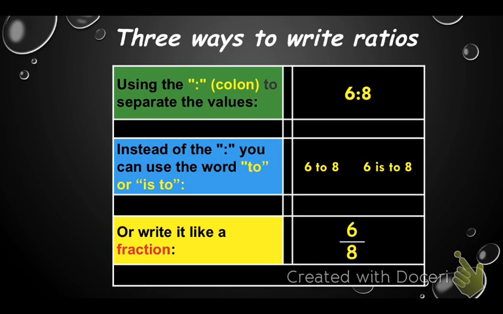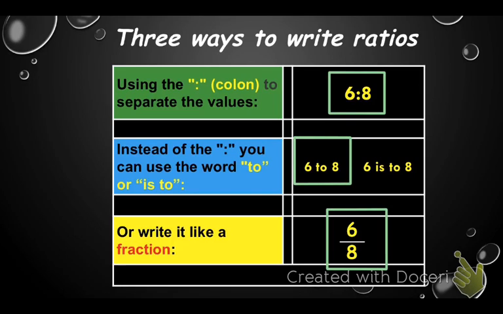Now, there's 3 ways we're going to write them, and this is the second part of your graphic organizer. In that second row, it says 3 ways to write a ratio. Way number 1 is to use a colon, and it's going to look like this. I'm going to put a box around 6 to 8. The second way is to use the word to. So we're going to say 6 to 8. And finally, the last way is to write it like a fraction, which is 6 over 8.